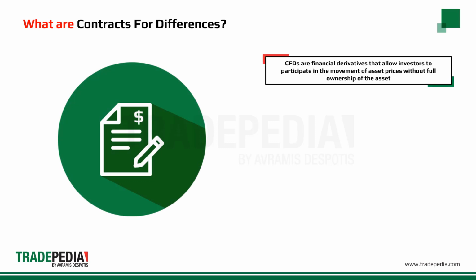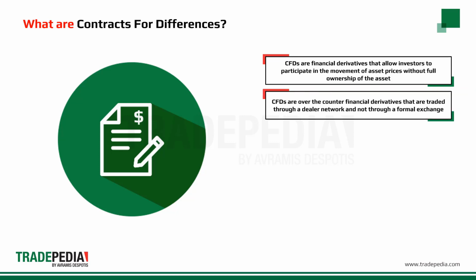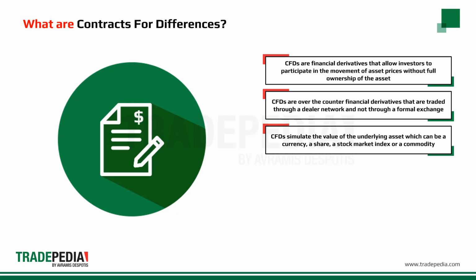Contracts for differences, also known as CFDs, are financial derivatives that allow investors to participate in the movement of asset prices without full ownership of the asset. CFDs are over-the-counter financial derivatives that are traded through a dealer network and not through a formal exchange. CFDs simulate the value of the underlying asset, which can be a currency, a share, a stock market index, or a commodity.